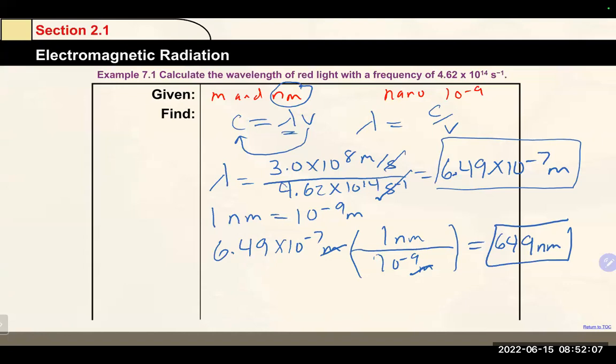The reason we did nanometers on this one as well is because this is red light, which is in the visible part of the spectrum, and typically the visible part of the spectrum, as we'll see in just a sec, is given in nanometers a lot. Everything else outside of that is usually given in meters, but any part of the visible spectrum where it's a color is a lot of times given in nanometers. Any questions? All right.